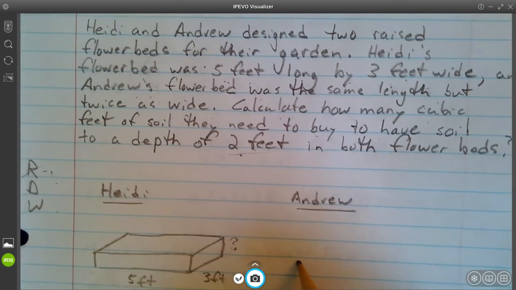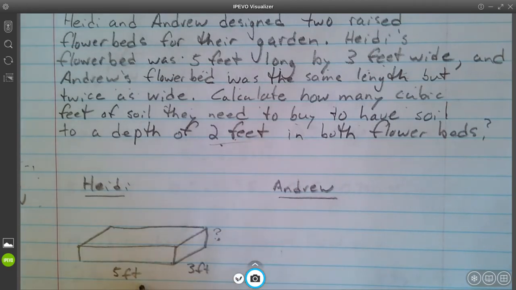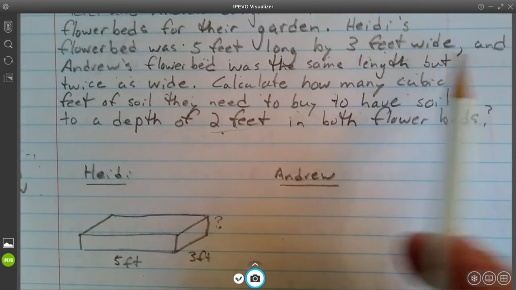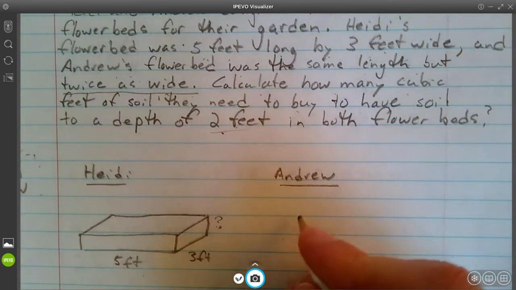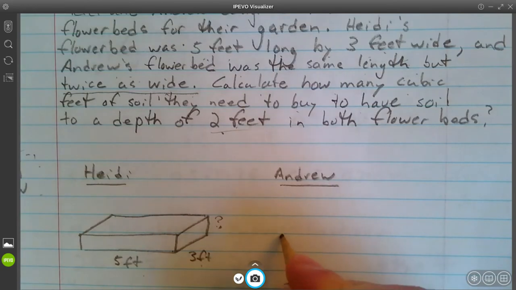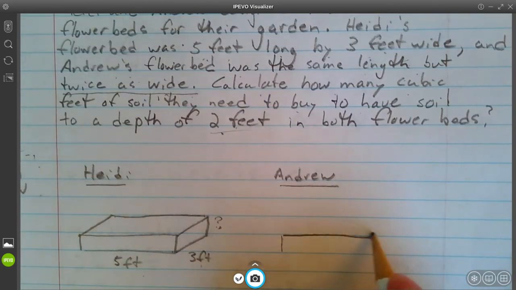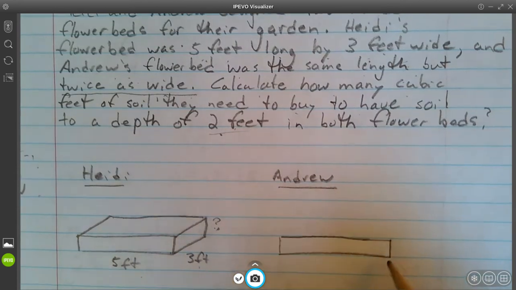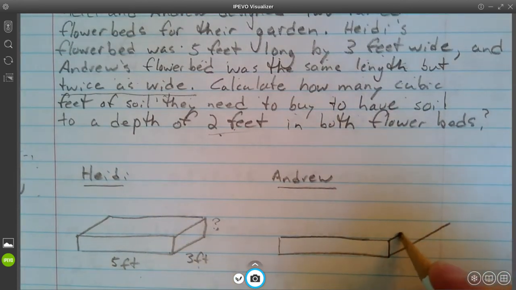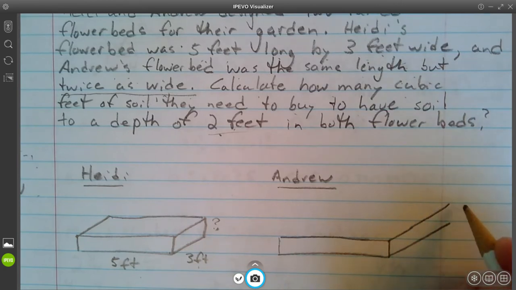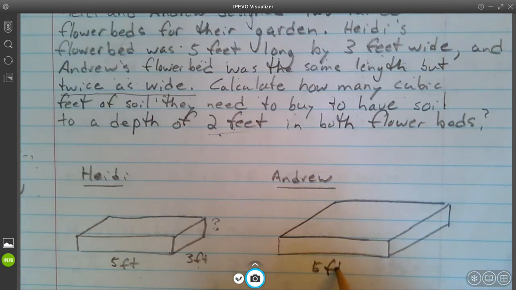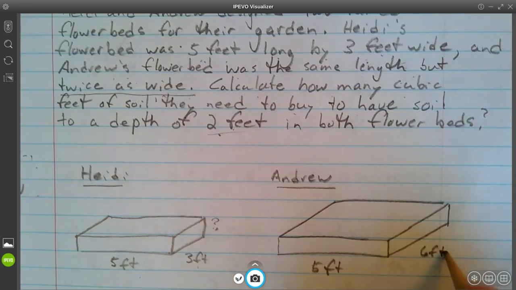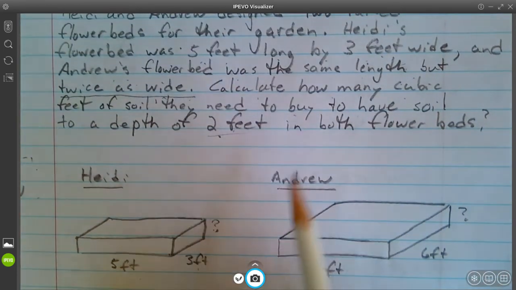And Andrew has a similar flower bed, only his is the same length, but twice as wide. It's twice as wide, right? So it's going to be 5 feet by 6 feet. So it's still 5 feet, and we'll just make this twice as long. There we go. So this is 5 feet, 6 feet. Again, we don't know the height we're talking about.